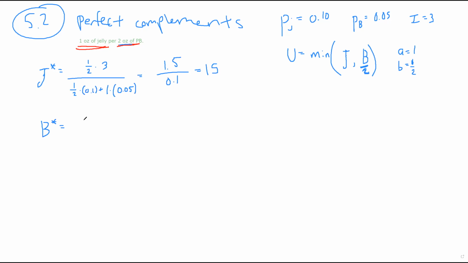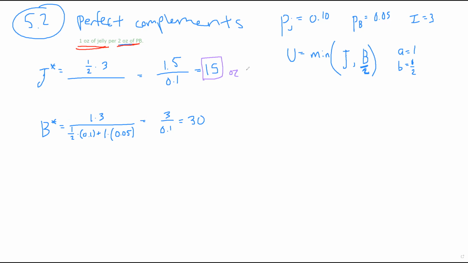Let's check it out again, but for B star, for peanut butter. This is A times I, so 1 times 3 over the same denominator. The nice thing is the bottom is the same as it was for J star, so I'm just going to copy this down here. So this ends up being 3 over 0.1 equals 30. This checks out, by the way, because we knew we had to purchase them in a 1-to-2 ratio. We bought 15 ounces of jelly and 30 ounces of peanut butter. Okay, that's all part A.